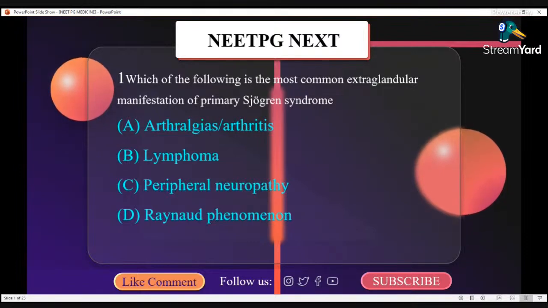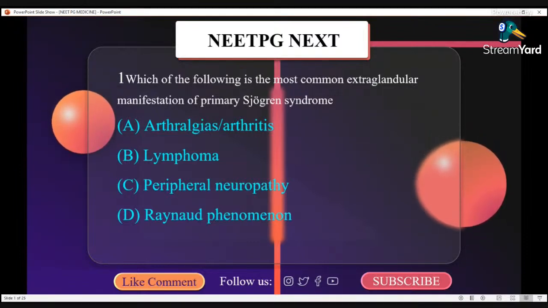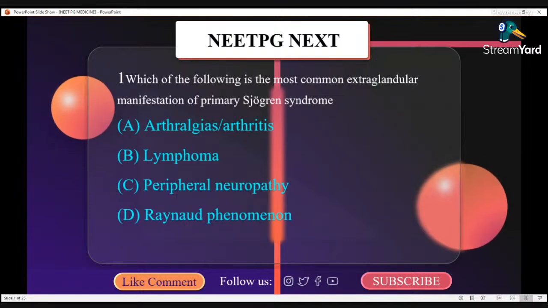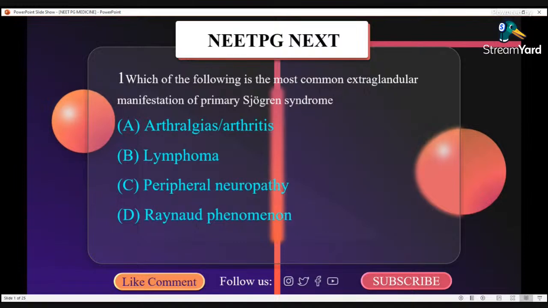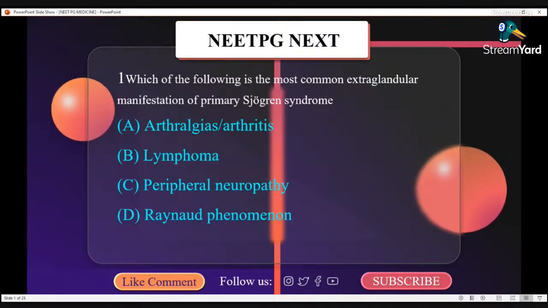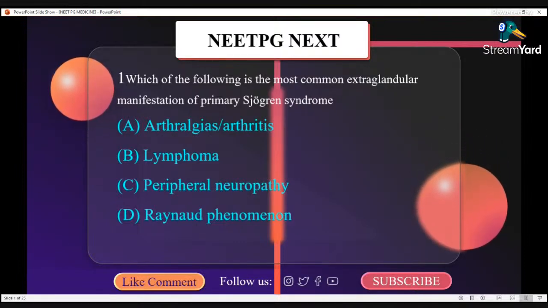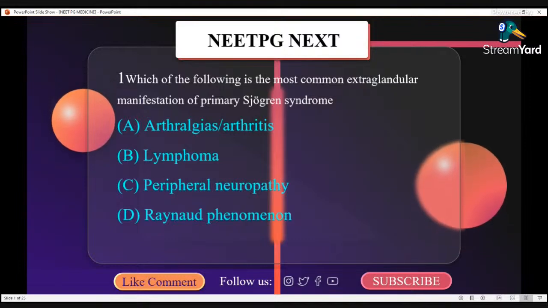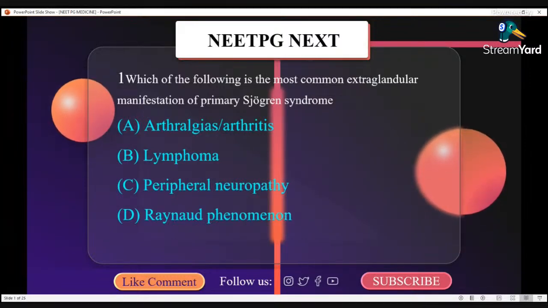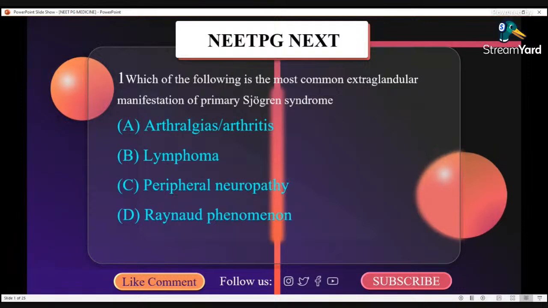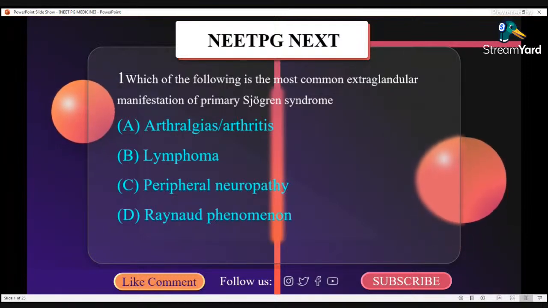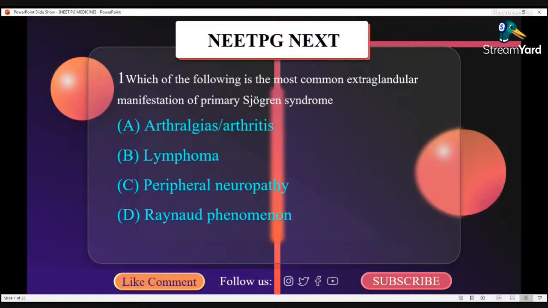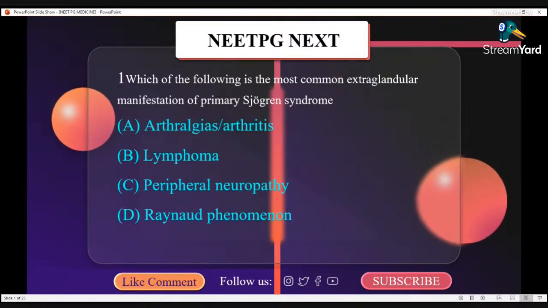The most common extraglandular manifestation is arthritis or arthralgia. Raynaud's phenomenon is the second most common extraglandular site. Lung involvement and vasculitis are found in less than 20% of the cases. Lymphoma, though a concerning and highly morbid condition, is relatively very rare. So, the most common extraglandular manifestation of primary Sjogren syndrome is A. Arthralgia, arthritis.